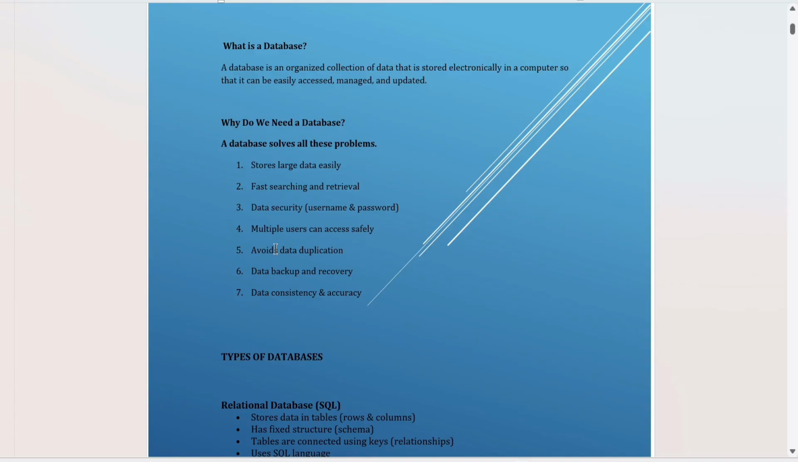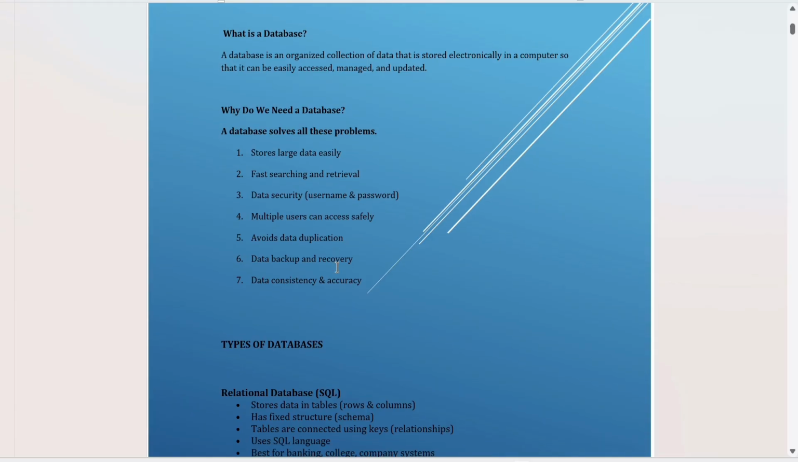The fifth point is that it avoids data duplication. A database reduces repeated data. For example, if one student's data is stored twice, it wastes memory and creates errors. So a database prevents this using keys like the primary key.